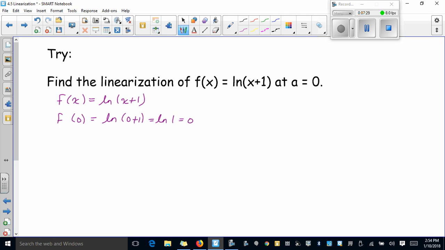So our linearization is going to be, again, f of a plus f prime at a times x minus a. So f of a was 0, so 0 plus f prime is 1, times x minus 0. So your linearization function here is going to be just x, because everything else canceled out.